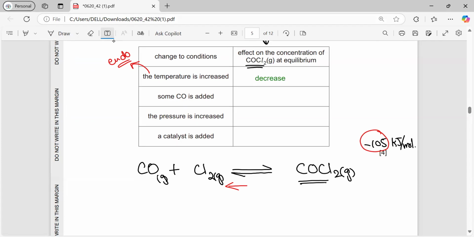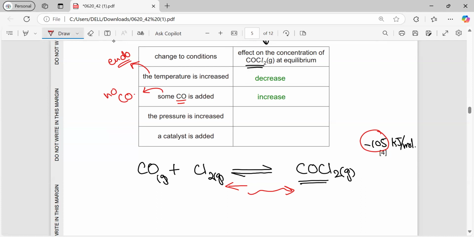Then some carbon monoxide is added. When some carbon monoxide is added, the system will move towards the side where there is no carbon monoxide. On the product side, there is no carbon monoxide forming. So the system will move forward, and hence the concentration of carbonyl chloride will increase.